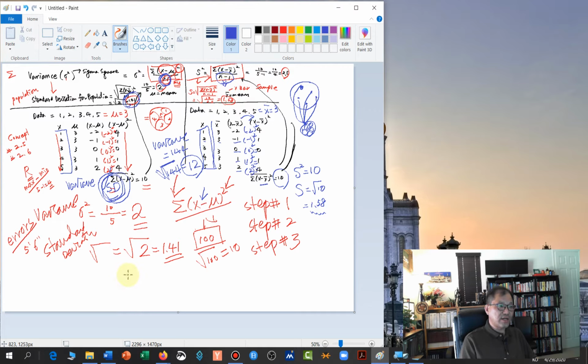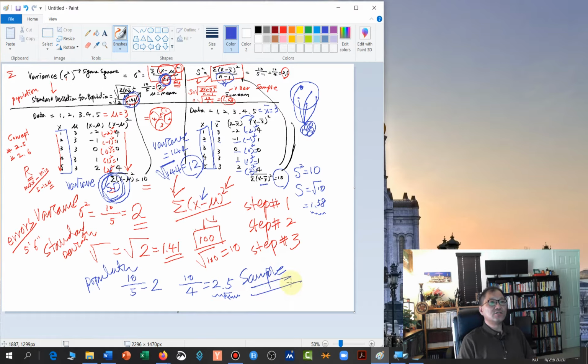So you got 10 over 5 equals 2. 10 over 4 equals 2.5. So your standard deviation, including testing errors or measurement errors, for a sample is always bigger than for a population. This is a population. This is a sample.